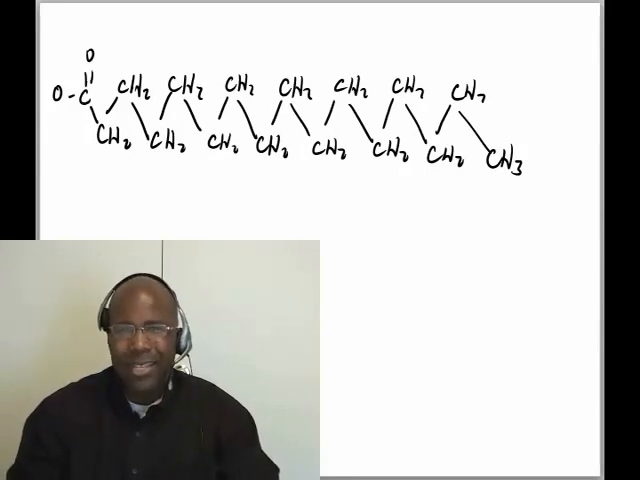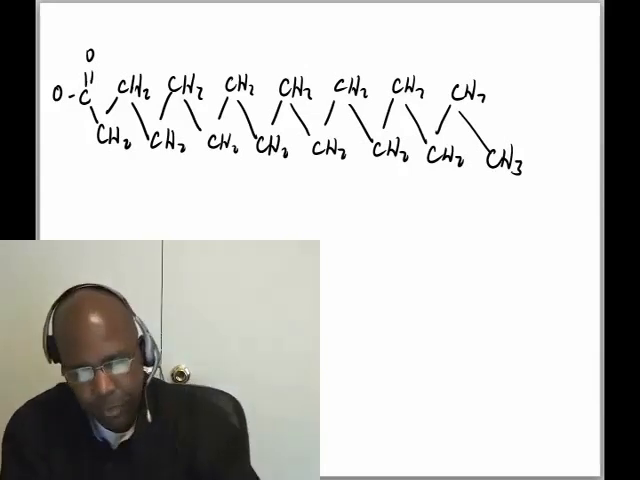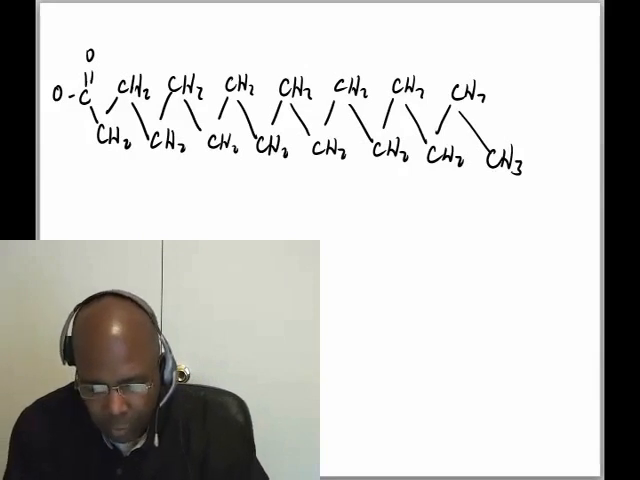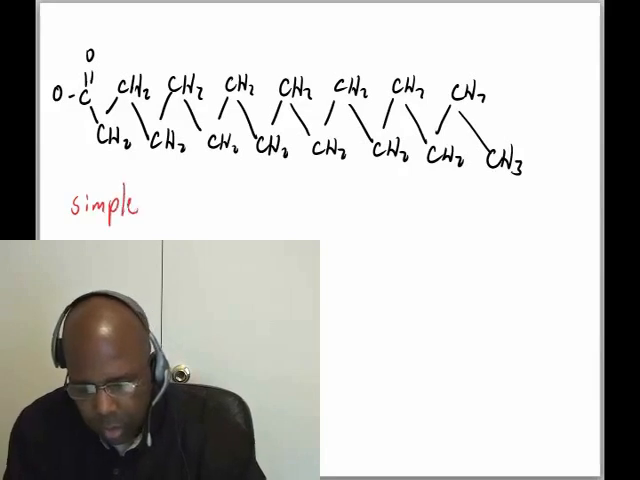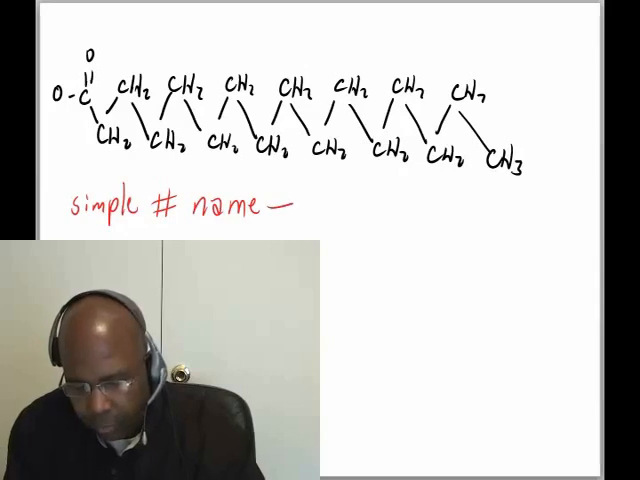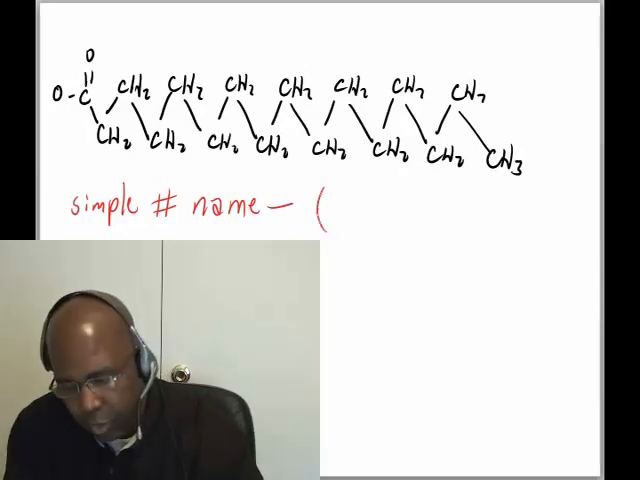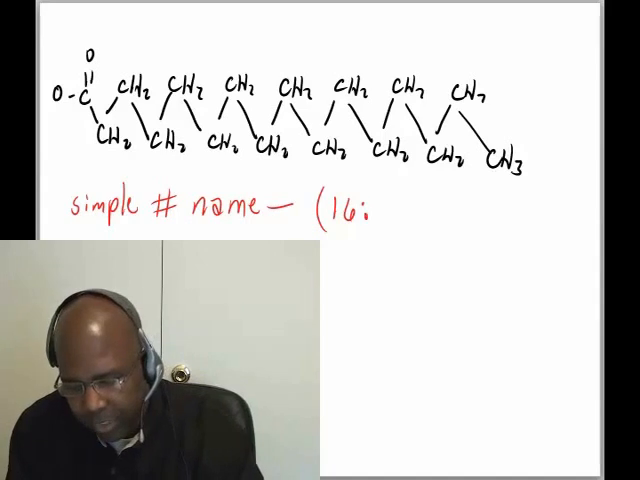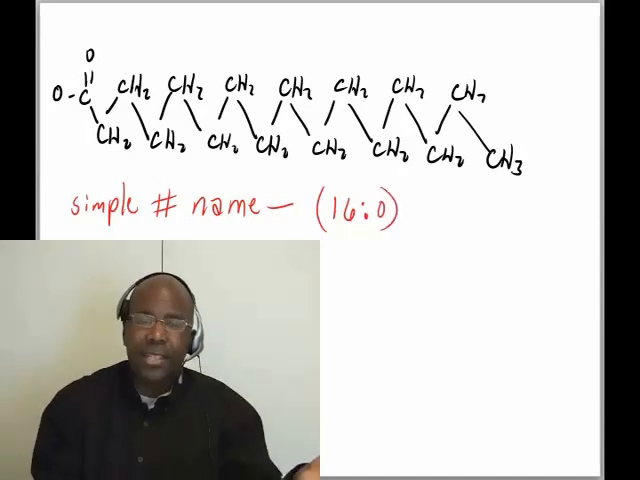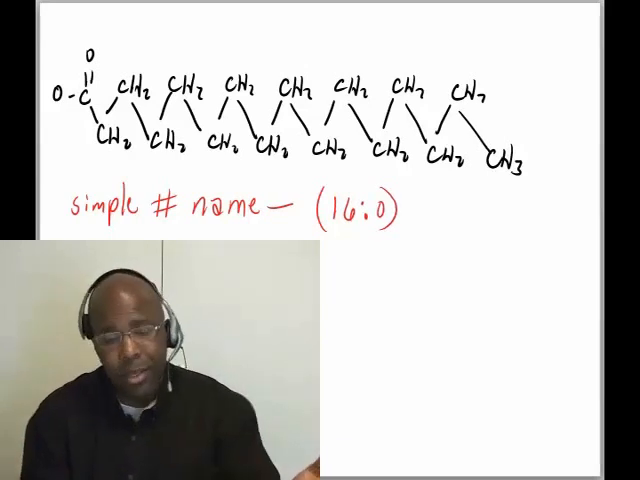Now we can name this fatty acid. I'll give you 3 ways to name it. The first way we can name it is we can give it a simple number name. And the simple number name for this fatty acid would be 16. And there are no double bonds, so this would be 16, 0. So this would be fatty acid 16 colon 0. That would be a name.